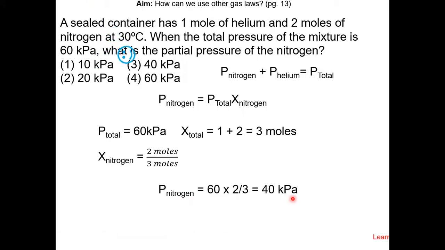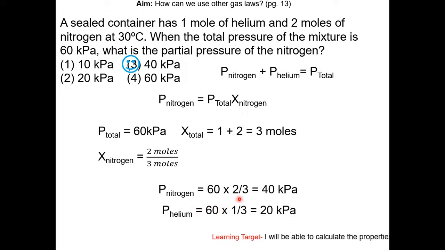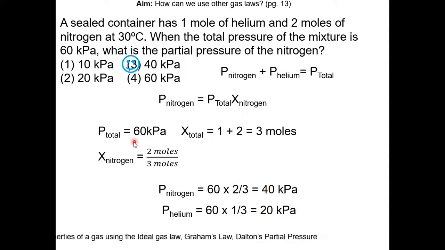Choice 3. You can also solve for the partial pressure of helium. It will be 60 times 1/3, which is 20 kilopascal. The sum of the partial pressures should give you the total pressure of the mixture. 40 plus 20 gives us 60.